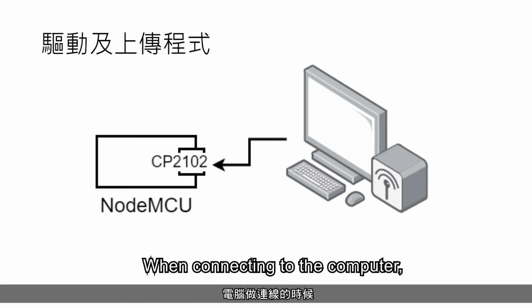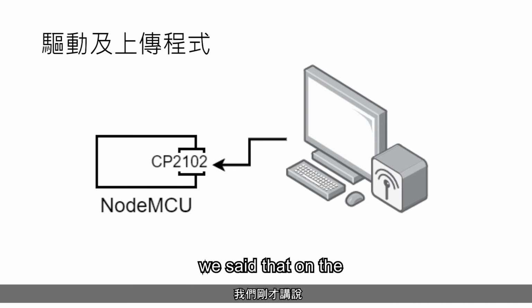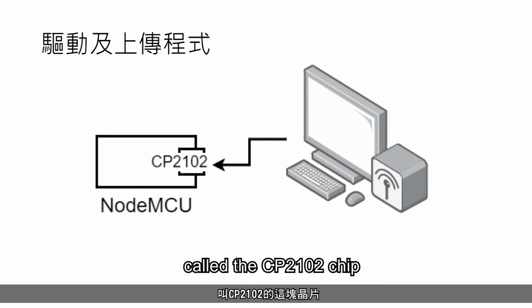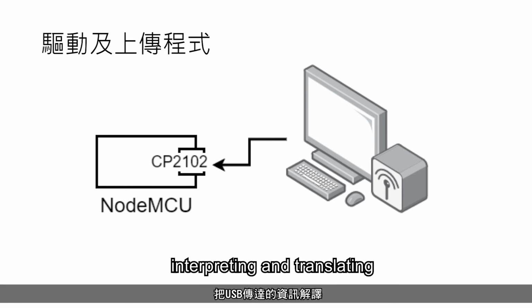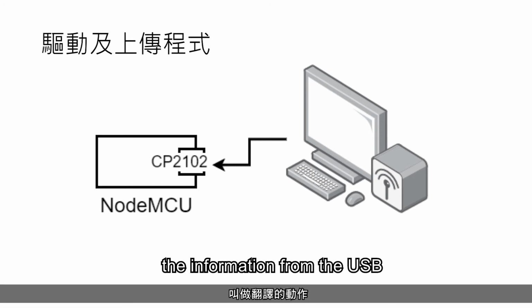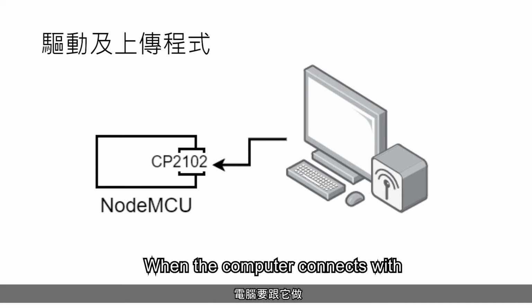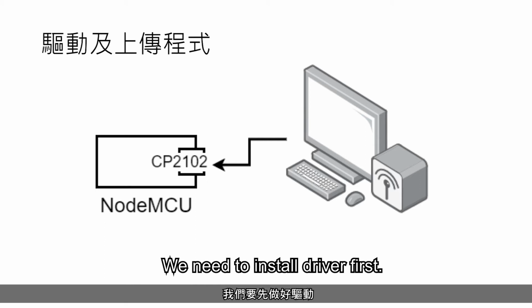When connecting to the computer, if you recall what we mentioned previously, we said that on the Node MCU, there is a chip called the CP2102 chip. What does this chip do? Its function is to be in charge of interpreting and translating the information from the USB for the UART to use. So, it must have this chip. When the computer connects with it for the first time, we need to install driver. We need to install driver first.